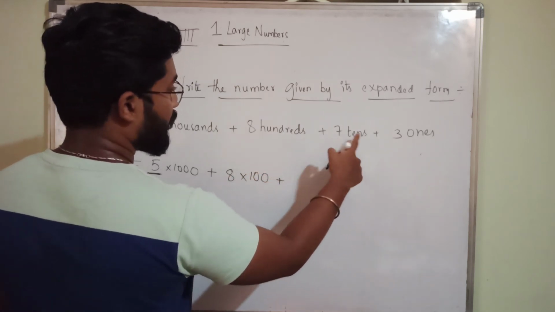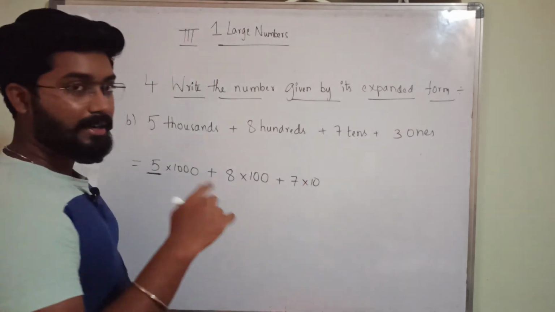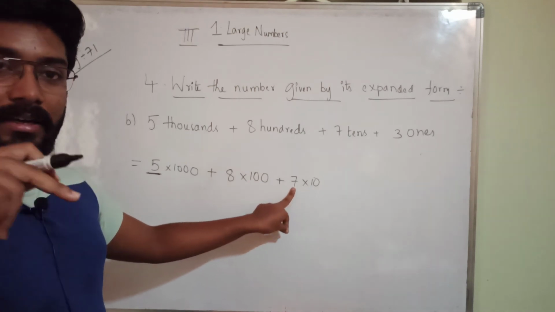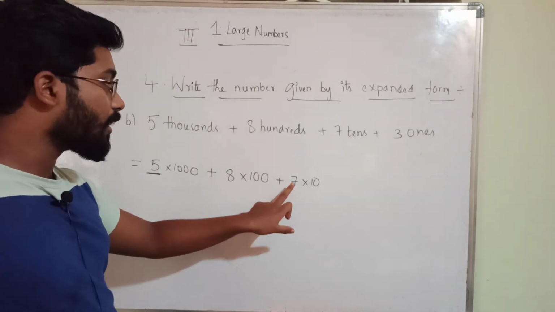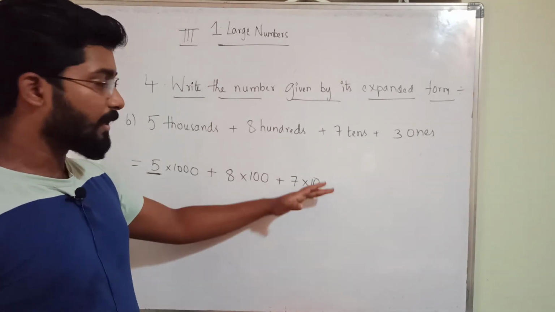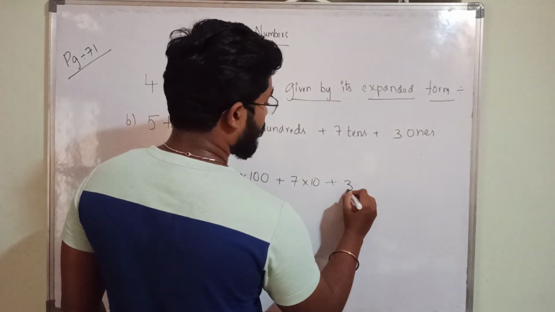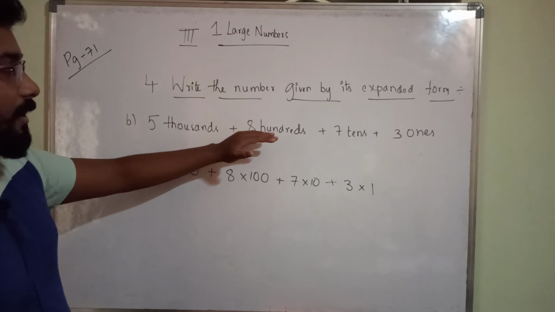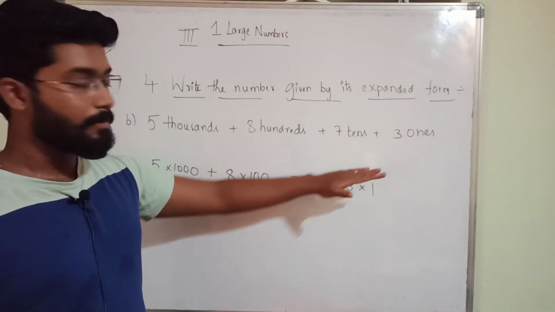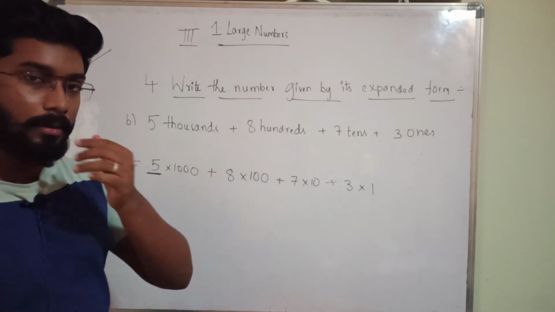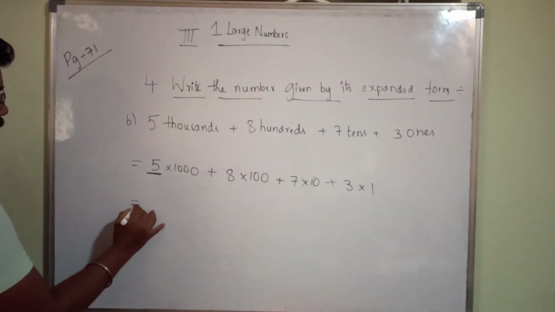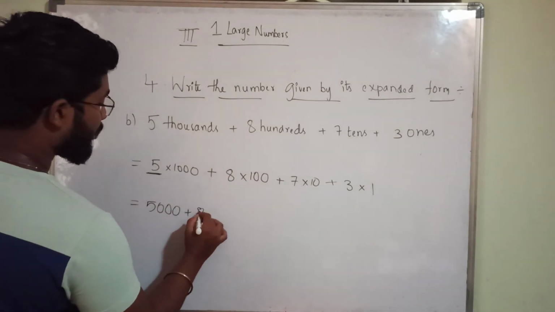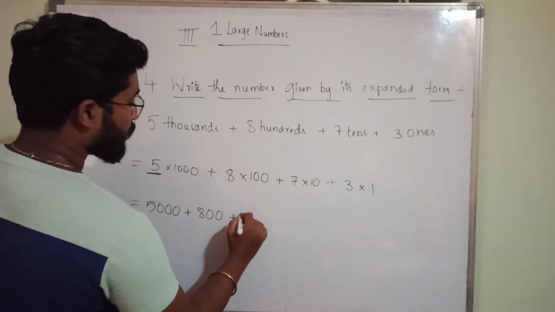7 tens means 7 into 10, that is 10 plus 10 plus 10 and so on, 7 times. Instead of adding all this, you can multiply: 7 into 10 gives 70. Plus 3 ones means 3 into 1. So 5 into 1000 means 5,000, 8 into 100 means 800, 7 into 10 means 70, and 3 into 1 means 3.